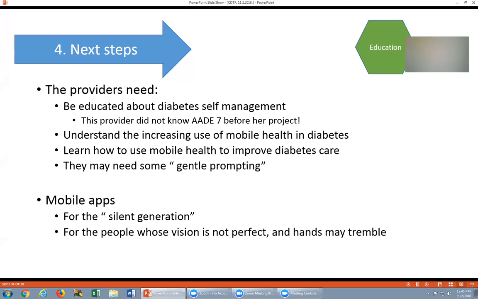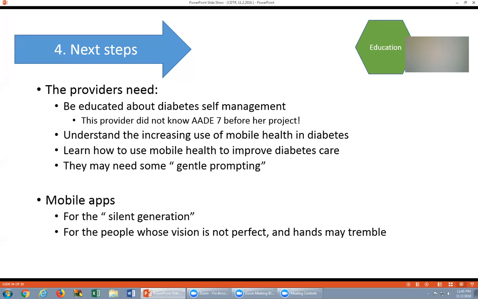Okay? We have to understand the increasing use of mobile health in healthcare for all chronic diseases. We need to learn how to use those mobile apps ourselves so we can teach it to our patients. And I think clinicians in every field need some gentle prompting. Because again, there are maybe other things we feel are more important, and this may not be our priority. The mobile apps that we are working on will be for what we call the silent generation.